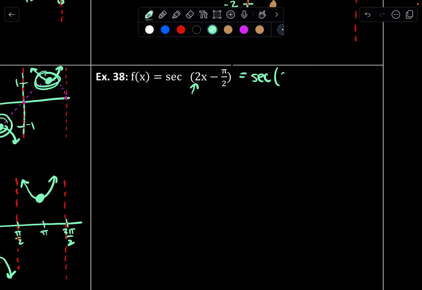So I'm going to factor out that 2. So I'm left with x minus, again, multiply with the reciprocal. I think this is the exact same thing we did for, it was either sine or cosine, I can't remember. But we're going to multiply with the reciprocal, which is 1/2, so we end up with pi over 4.